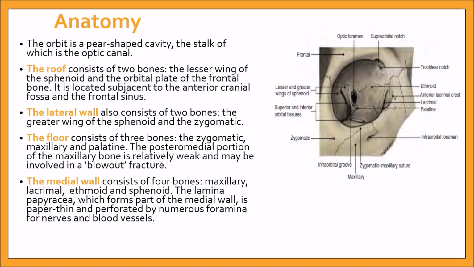The lamina papyracea, which forms part of the medial wall, is paper thin and perforated by numerous foramina for nerves and blood vessels. Orbital cellulitis is therefore frequently secondary to ethmoidal sinusitis.